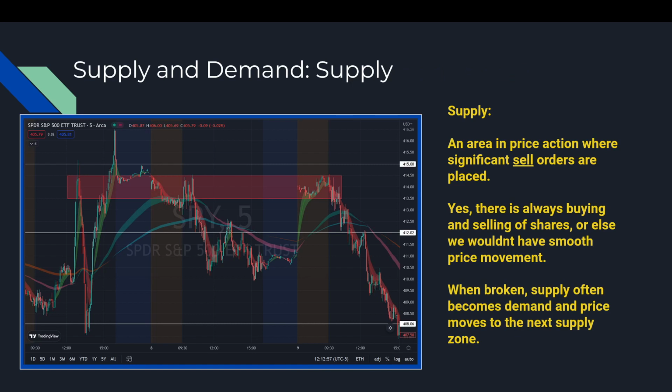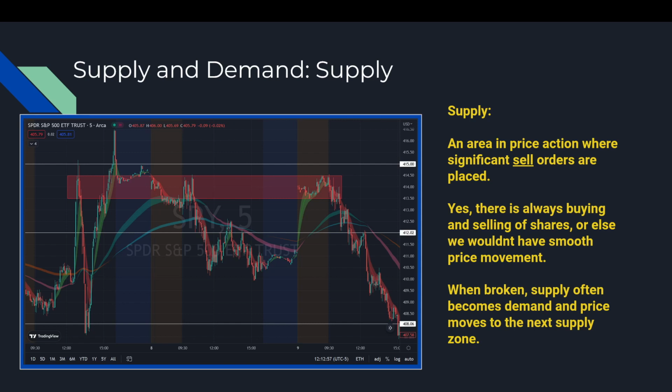So supply is an area in price action where significant sell orders are placed. Yes, there is always buying and selling of shares, or else we wouldn't have that smooth price action in between. As I previously said, when broken, supply often becomes demand, price moves to the next supply zone, and so on and so forth. It's the same concept as significant levels, same idea, same play type, only here you have a zone that's about anywhere from 75 to 80 cents.